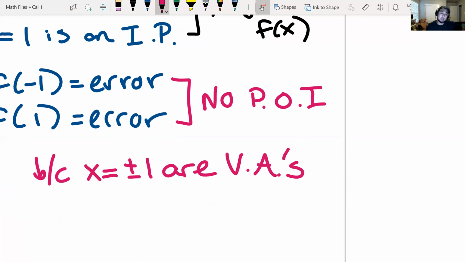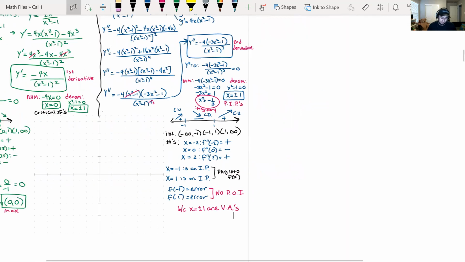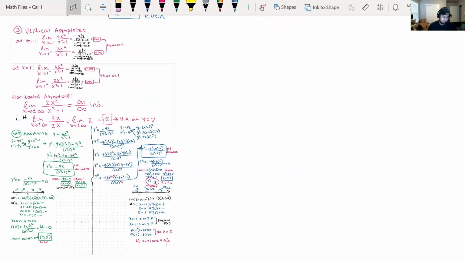That's because x = 1 and x = -1 are vertical asymptotes. So much abbreviation today. All right. Okay, which means we can now graph. Woo! We made it, guys. We made it, after I created such a mess.